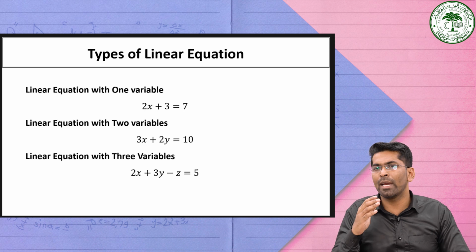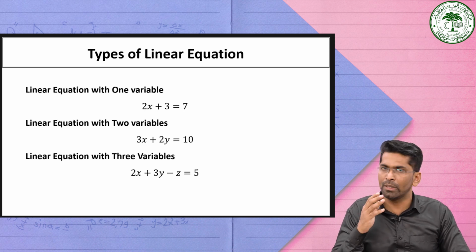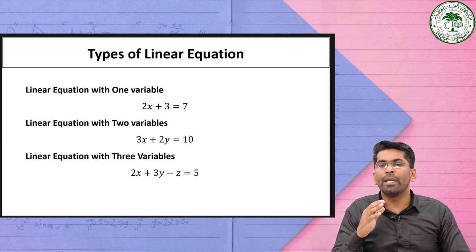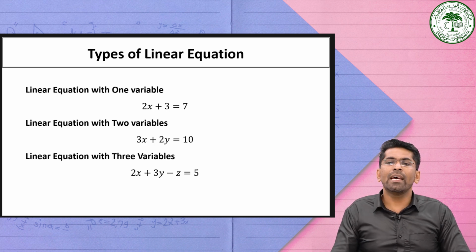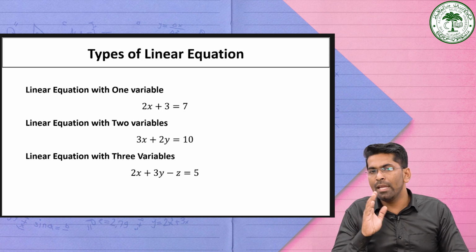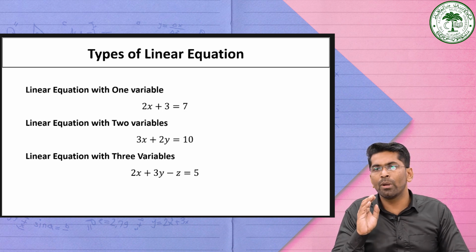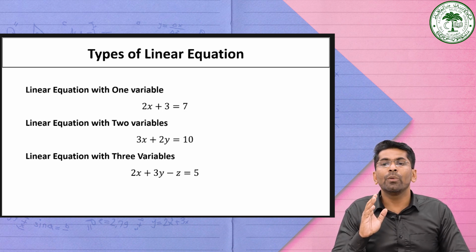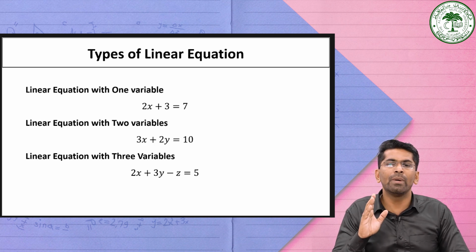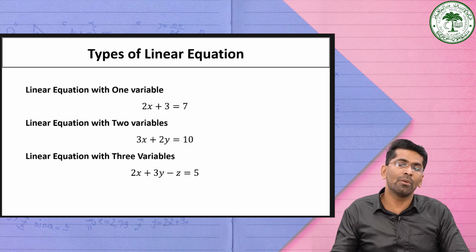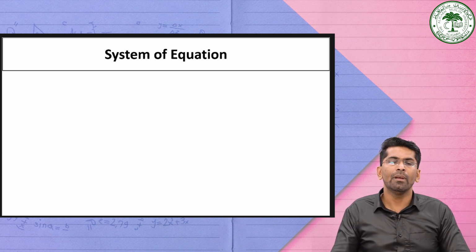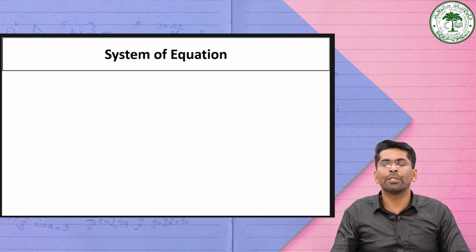When you graph this linear equation with three variables, it will be a plane in three-dimensional space rather than a line. So these are the fundamental types of linear equations based upon the number of variables they contain. Each type has its own characteristics, and we have different methods for solving these types of linear equations. Now we have another type of equation, which is known as a system of equations.